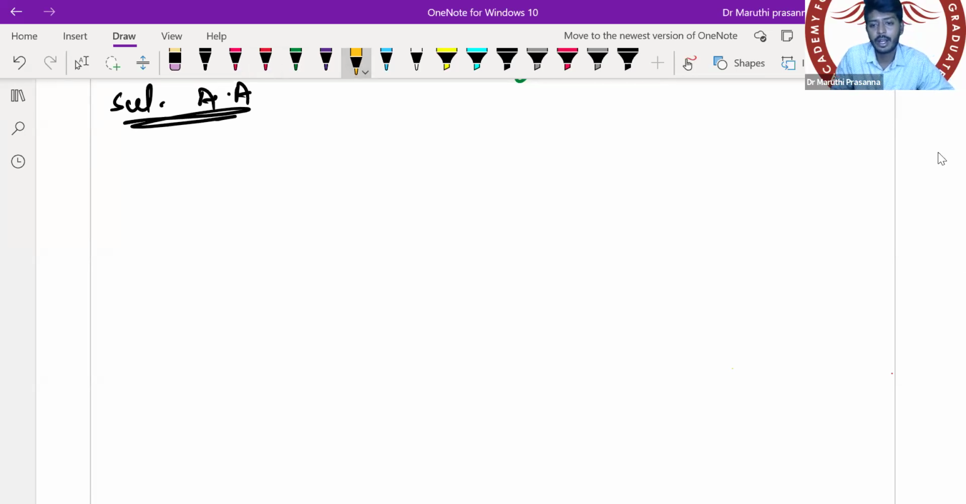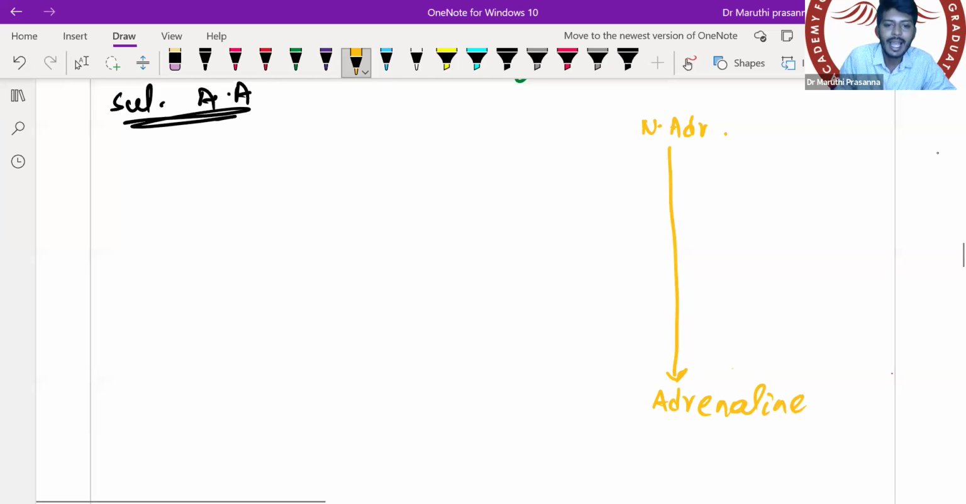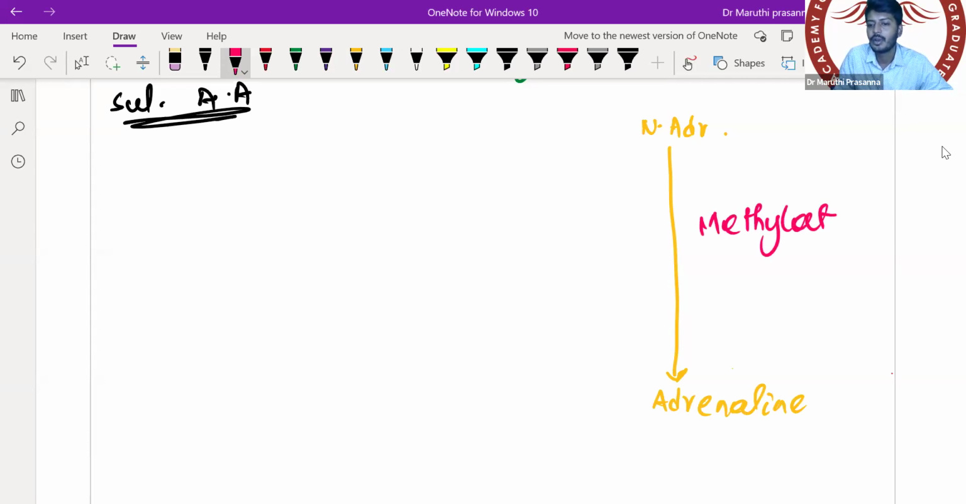We have noradrenaline. Noradrenaline undergoes conversion into adrenaline. What is the reaction which is occurring? That is methylation.